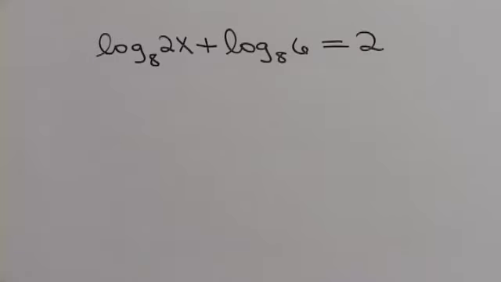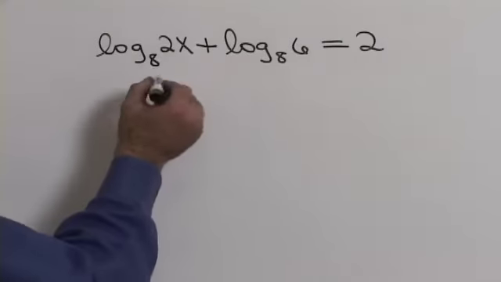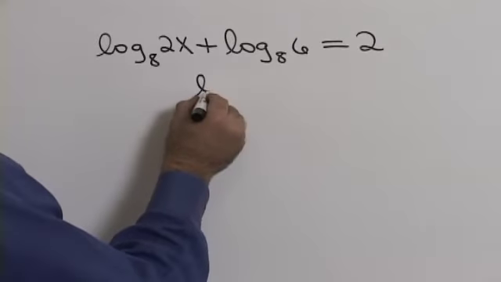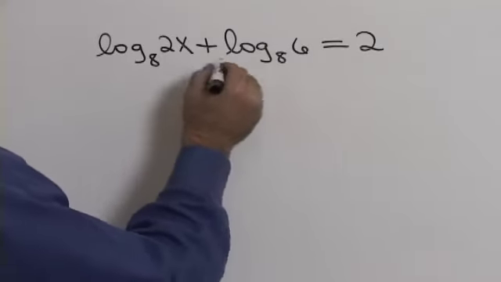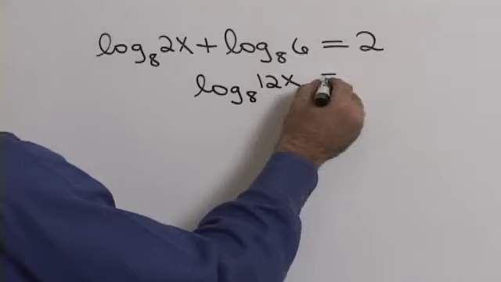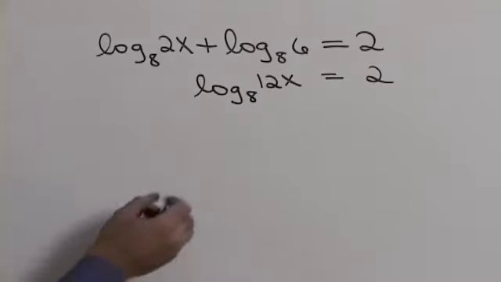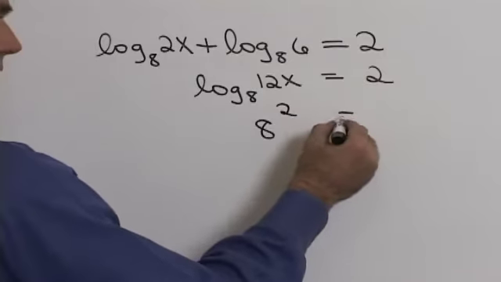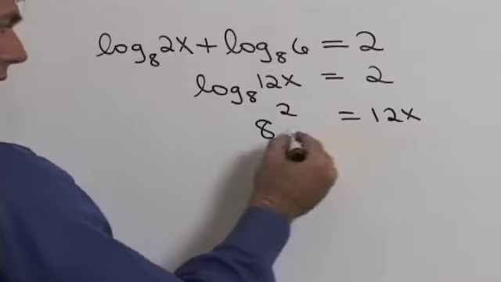Let's solve the equation log base 8 of 2x plus log base 8 of 6 equals 2 and check our answer. So using the properties of logs, since our bases are the same, plus means multiplication. So we can rewrite this as the log base 8 of 12x is equal to 2. By the definition of logs, we know our base is 8, our exponent is 2, is equal to 12x.